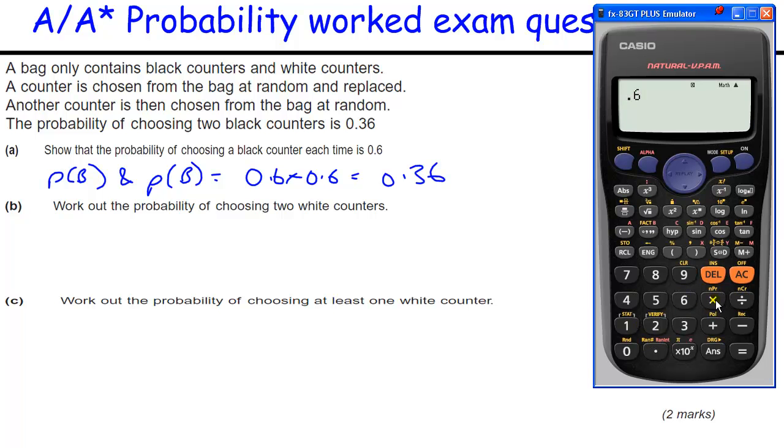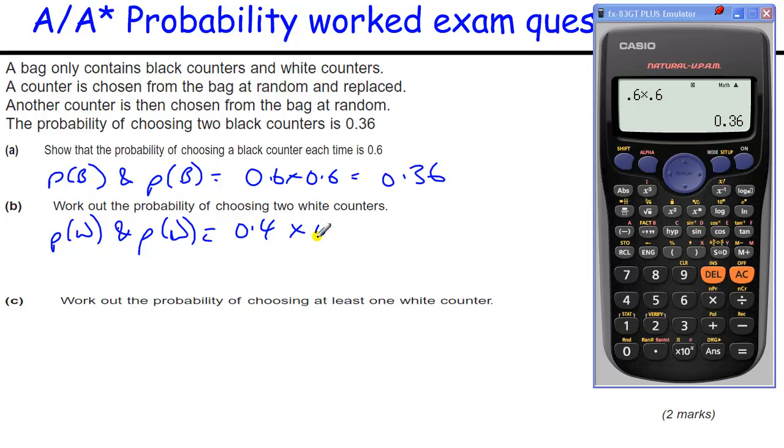0.6 times 0.6 is 0.36. Work out the probability of choosing 2 white counters. So if the probability of black is 0.6, the probability of white is going to be 0.4. And we're just multiplying those together, and that's going to be 0.16. Just to show you that, in case you're not sure.